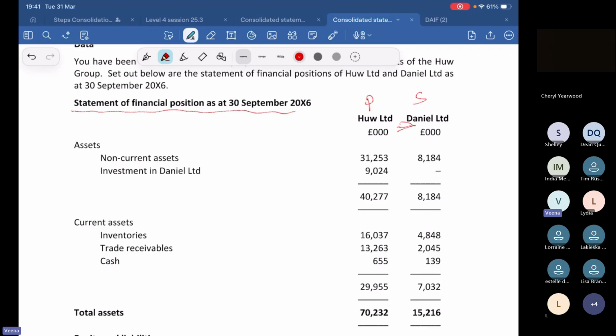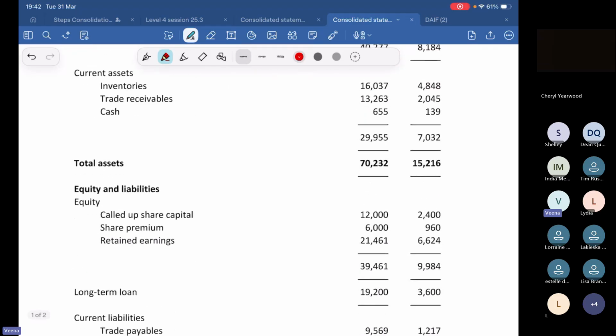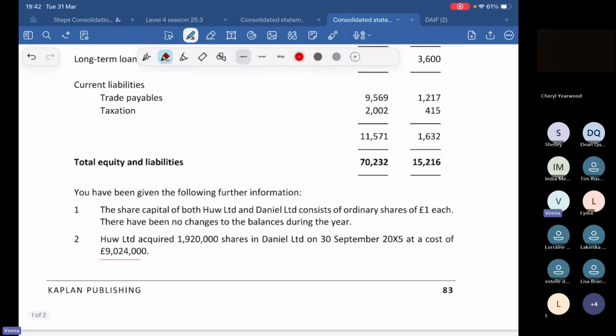Now, first of all, look at the assets here. Assets are 8,184,000. Investment in Daniel Limited is 9,024,000. Whenever you have these three zeros at the end, you can ignore them, because in your exam you have to just work on the numbers which are visible to us. They have told me Hugh Limited acquired 1,920,000 shares in Daniel Limited at a cost of 9,024,000.